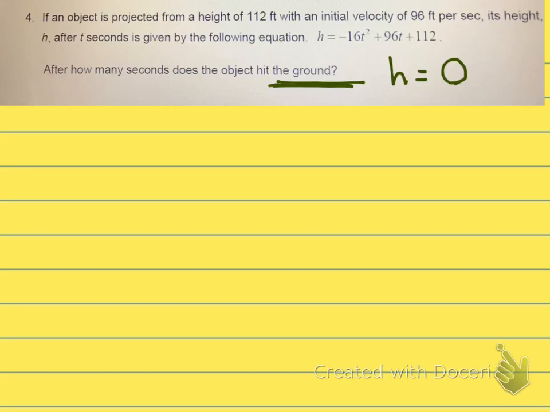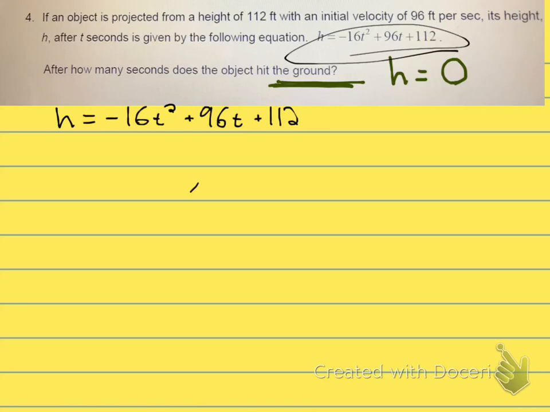h equals negative 16t squared plus 96t plus 112. I always write the original equation down. If I'm looking up here and then I'm trying to write down here, I'm gonna make a mistake. So I always write the original equation down just like it was.